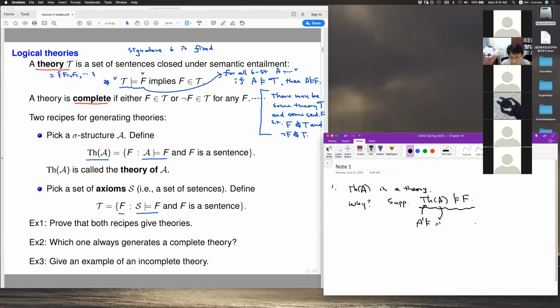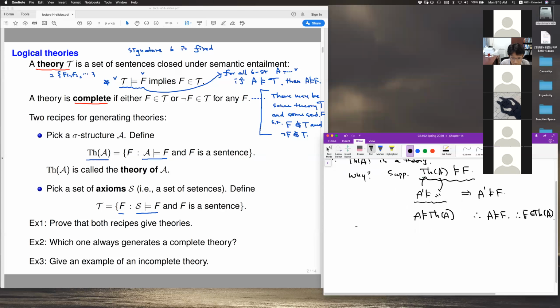But because of the way we generate the theory of A, we generate it by collecting all the sentences true under A. So we know that A satisfies the theory of A, thus A will also satisfy F, which means that F should be a member of the theory of A. Okay.